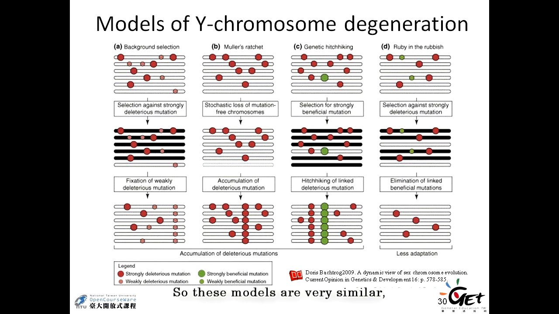These models are very similar. They try to illustrate why the Y chromosome degenerates quickly after the divergence between the proto X and Y. So the first one is background selection. Background selection is the selection to eliminate deleterious alleles. As shown in this slide, you can see the selection against deleterious mutations in the population, which in the end results in reduced polymorphism in the population.